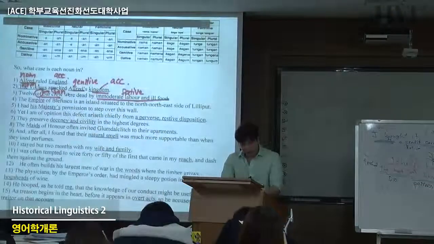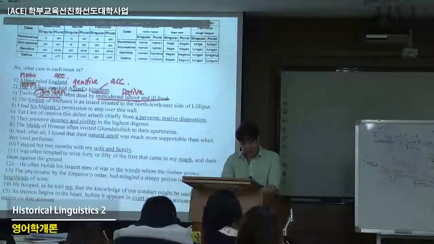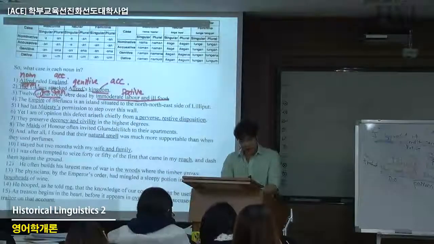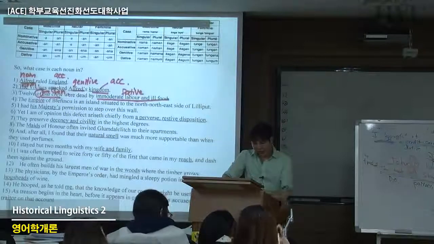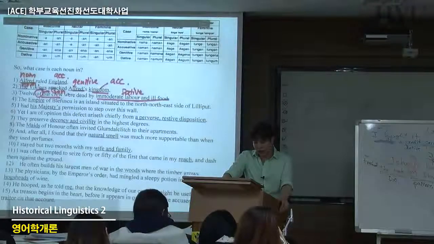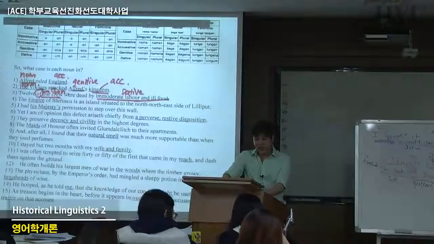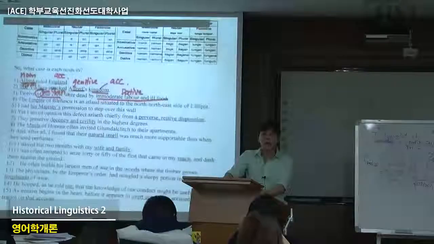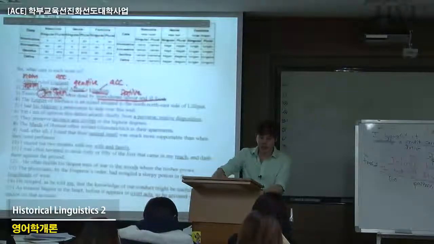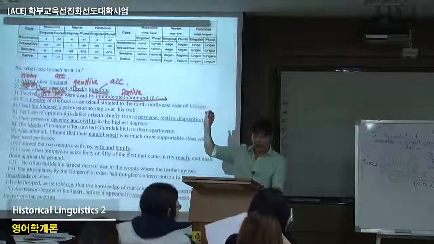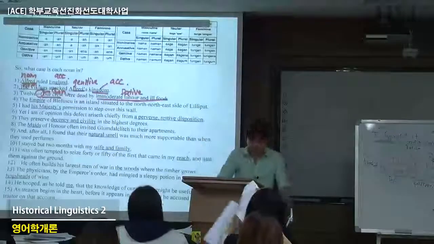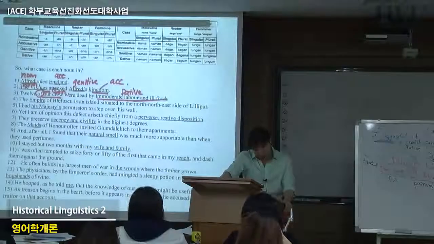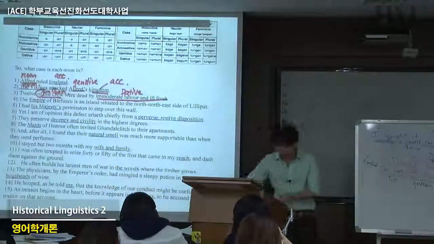So number 4, let's look at number 4. We have the Empire of Blefuscu is an island situated in the north and northeast side of Lilliput. In this case, it's a nominative, right? Nominative, because it's the subject. The empire is an island, like that. Number 4 is nominative.